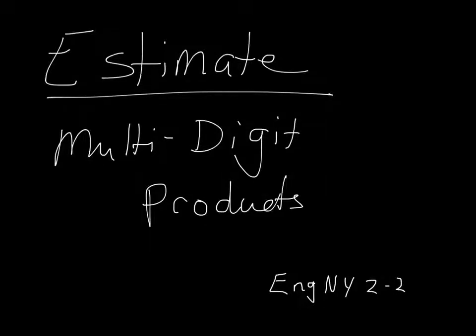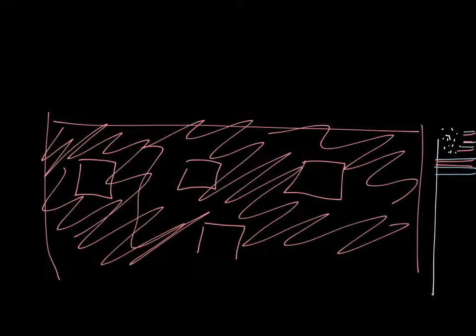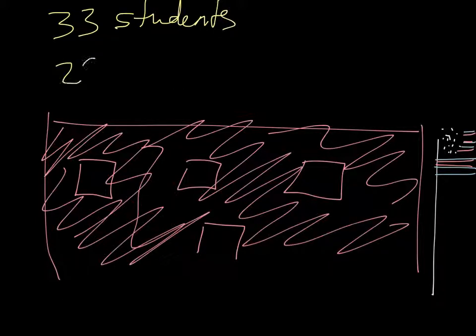This is a quick video on estimation with multi-digit products. Let's use our school as an example. We have 33 students in our class, and there are about 26 classes at the school. Now, if I'm not looking for an exact number, I can just estimate it.